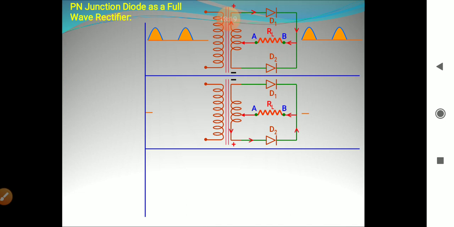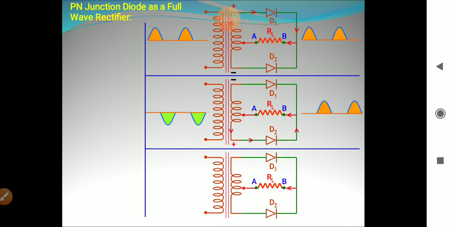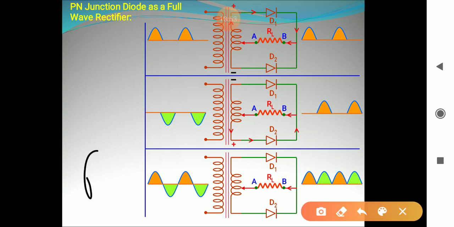Now for the negative half, D1 is reverse biased, so no current passes through it, but D2 is forward biased, so current passes through it, and the direction of current is the same, from point B to point A, and output is obtained. Now combining the two diagrams, you can see that an output is obtained across load RL in the same direction from B to A. That means we can say that this AC input has been converted to DC.